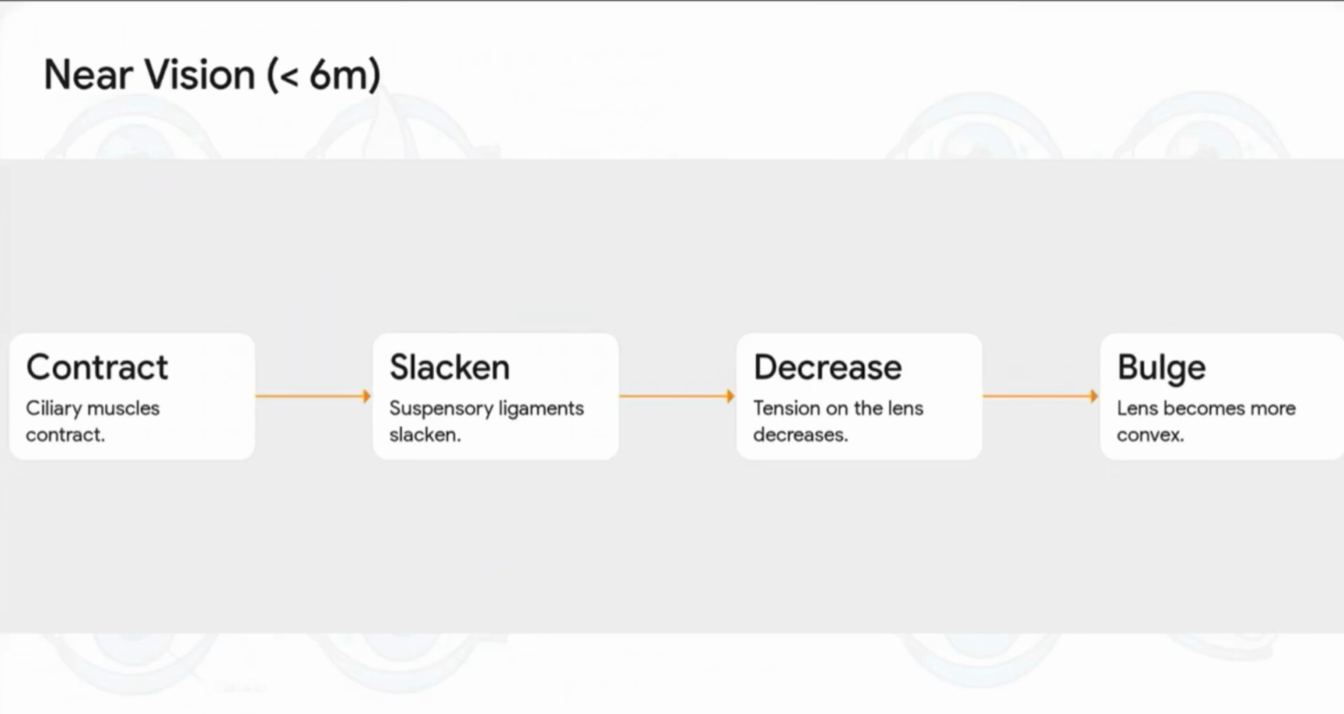First, the ciliary muscles contract. Actually, this is where it gets a little counterintuitive. When they contract, the ciliary body moves inward, which causes the suspensory ligaments to slacken or loosen. Because the ligaments are loose, the pulling tension on the elastic lens drops. Freed from that tension, the lens naturally bulges outwards, becoming much more convex. This bulgy convex shape refracts the light rays heavily, snapping a clear image perfectly onto the retina.